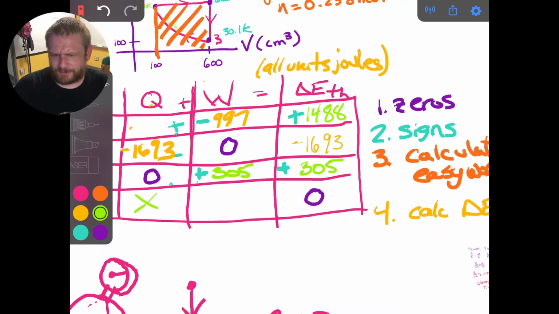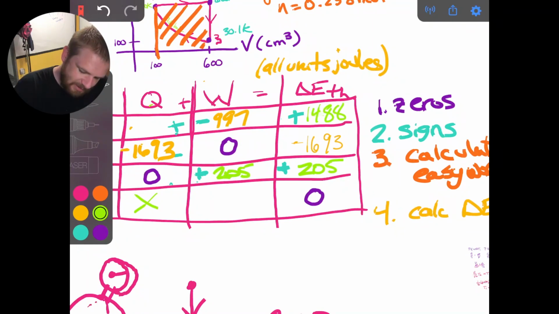Sorry, I made another transcription error here. This is 205 joules, another calculator error, not 305. This is also 205 then.